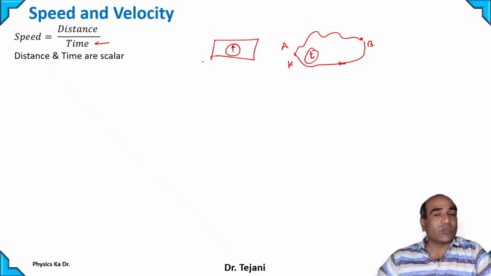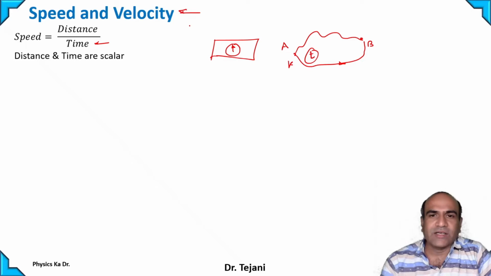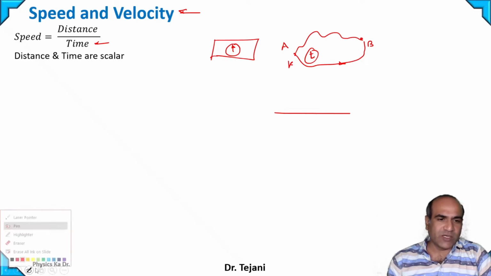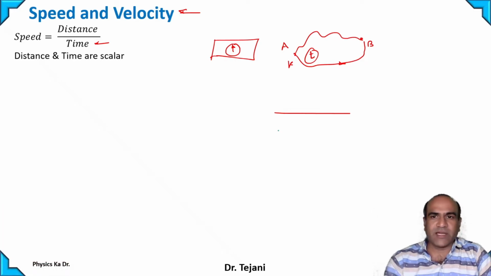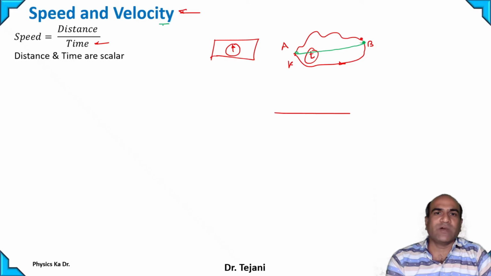It talks about total distance. Whereas if you talk about velocity, it is a ratio of displacement, that means the shortest distance. It is talking about displacement, which is to be considered as the shortest distance, right? So in the case of velocity, that becomes displacement divided by time.